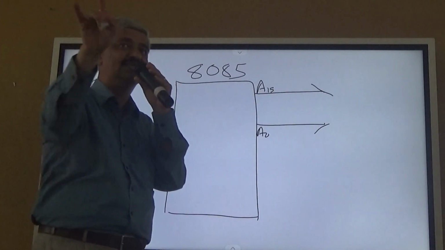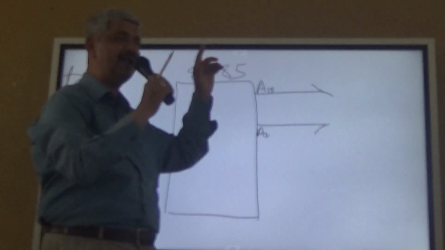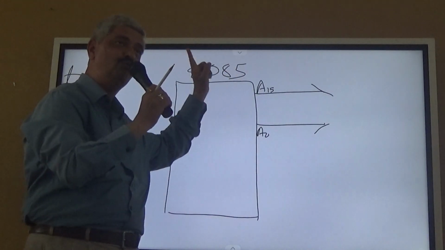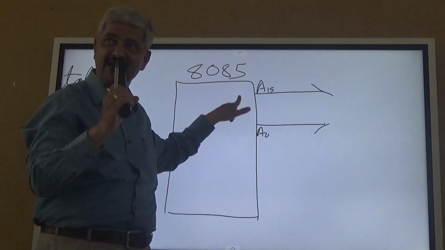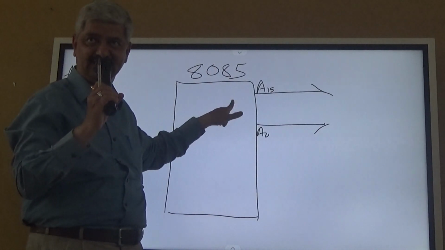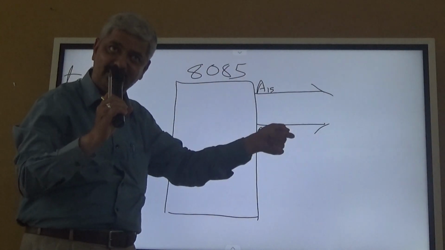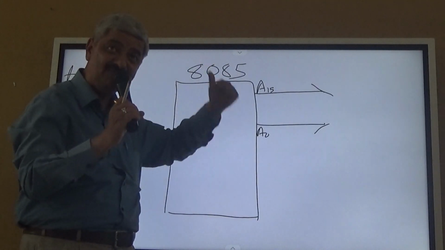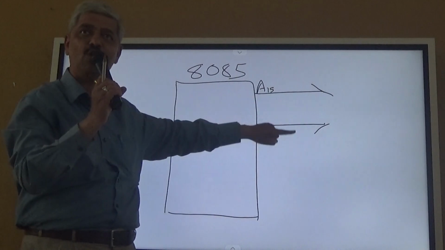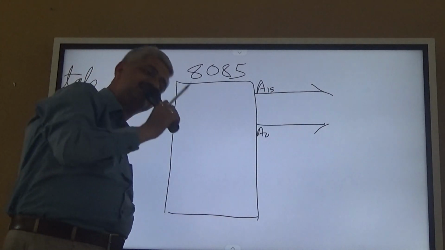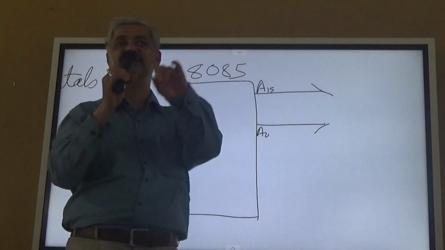16 output lines. Output lines means the microprocessor will make each 1 or 0. Is it clear? It is an output line of a digital circuit. It is the 8085 which can make each and every one of these 16 lines 0 or 1. So there are 16 zeros to 16 ones.